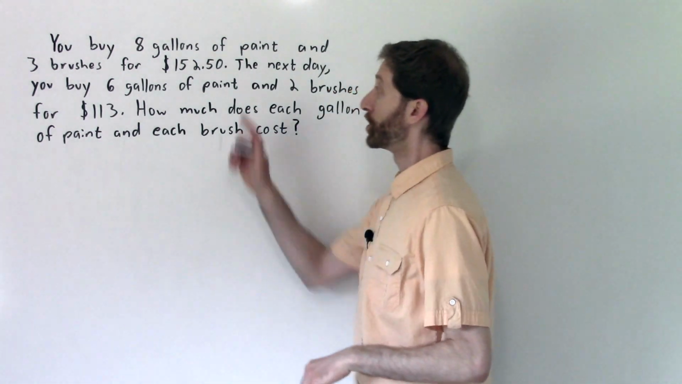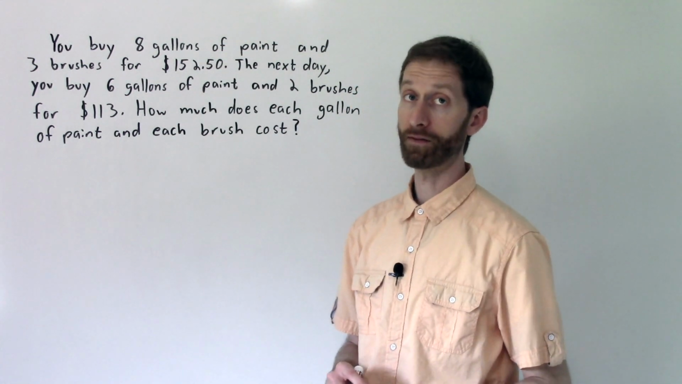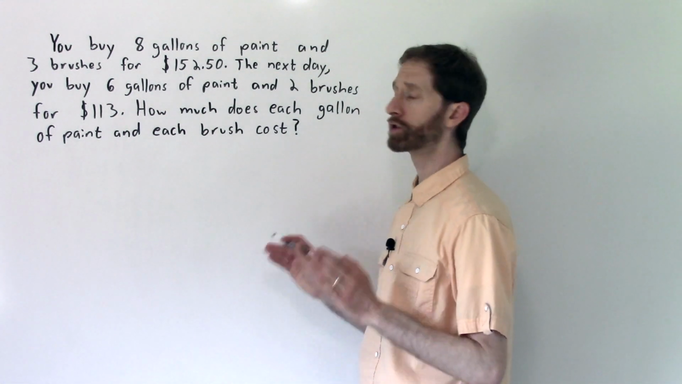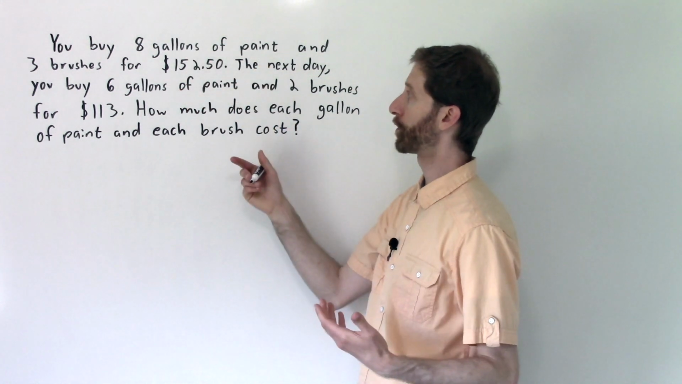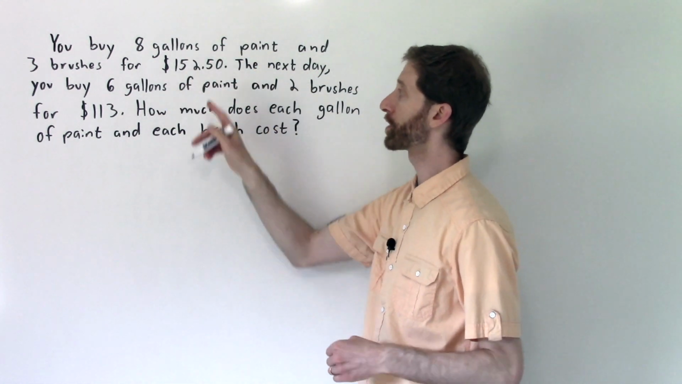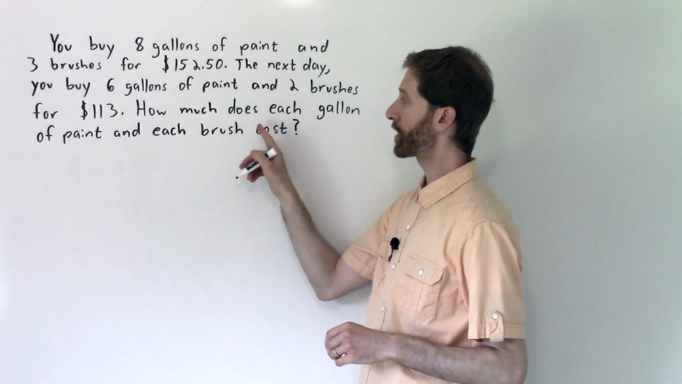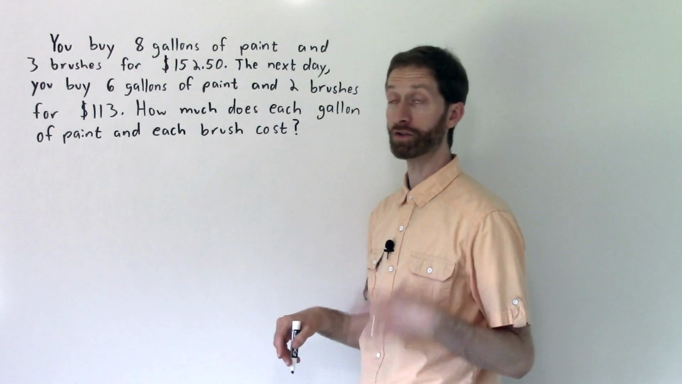All right, you buy 8 gallons of paint and 3 brushes for $152.50. So before I even go on, I immediately see there's 2 variables here. It's gallons of paint, right? The cost for a gallon of paint, and 3 brushes for that total. So if you don't see it's the cost, if you read to the end, the question says how much does each gallon cost and how much does each brush cost? So those are our variables.